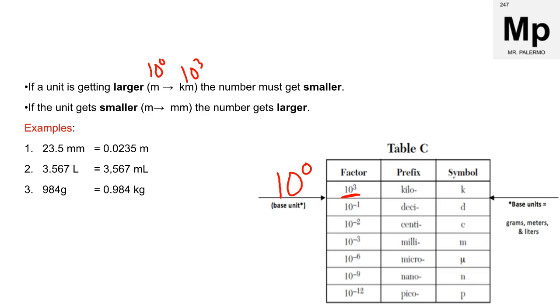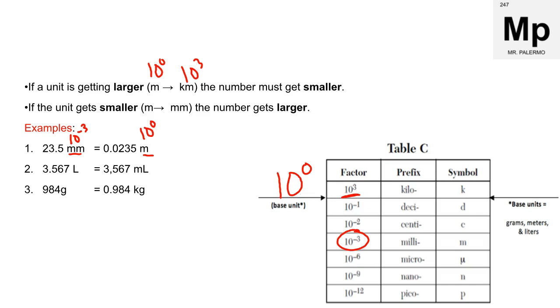So the first thing you want to do is identify our factor. The first one is millimeter. So I locate milli, and that's 10 to the minus 3. And then I want to go to meter, single letter, base unit, 10 to the 0. So the difference between my factors, -3 and 0, is 3. So I'm moving my decimal point 3 places.